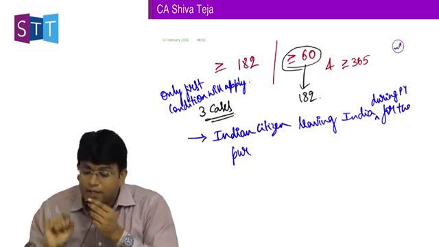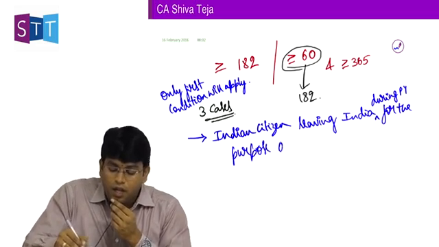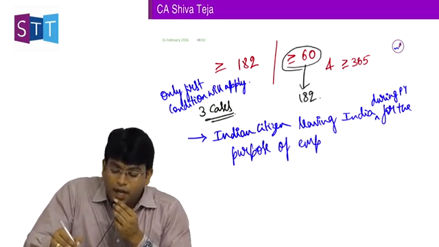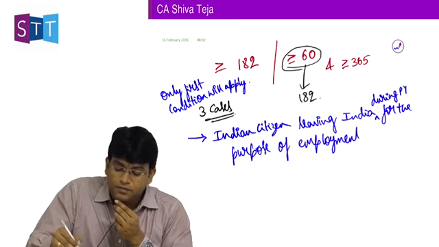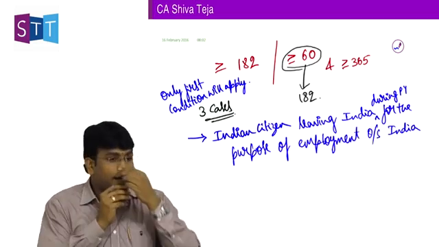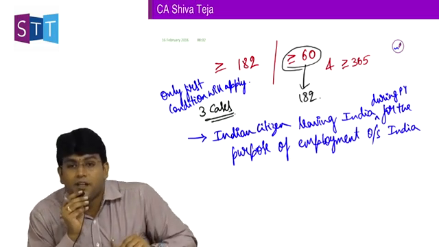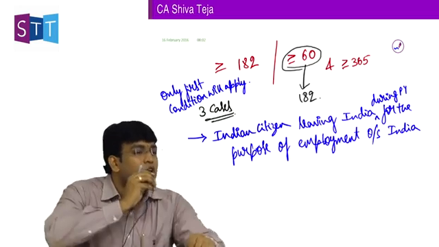Indian citizen leaving India during previous year for the purpose of employment outside India. Chalo, what is the first line? Indian citizen leaving India during the previous year for what purpose? Employment outside India. He is going for a job.